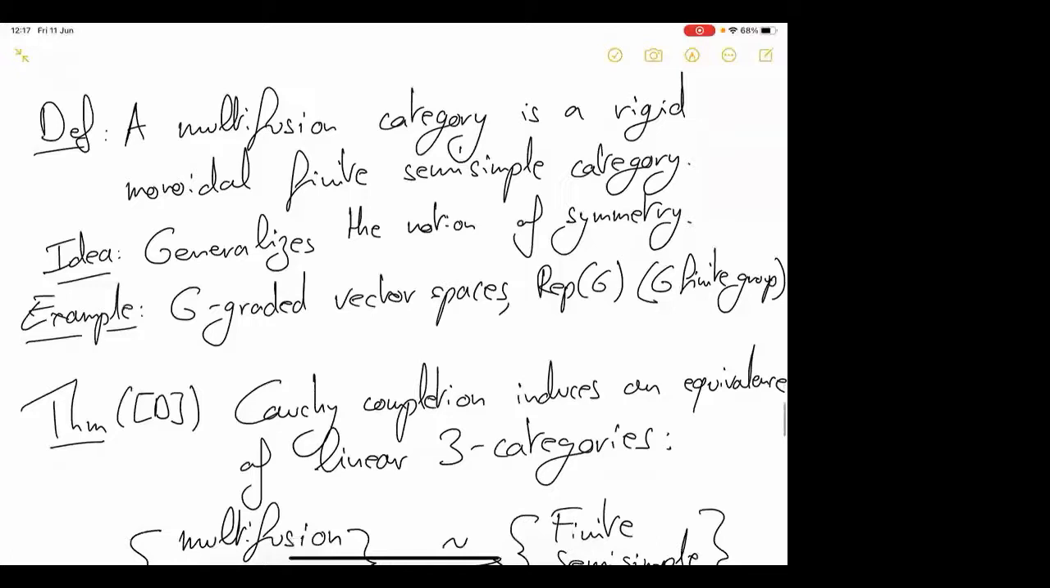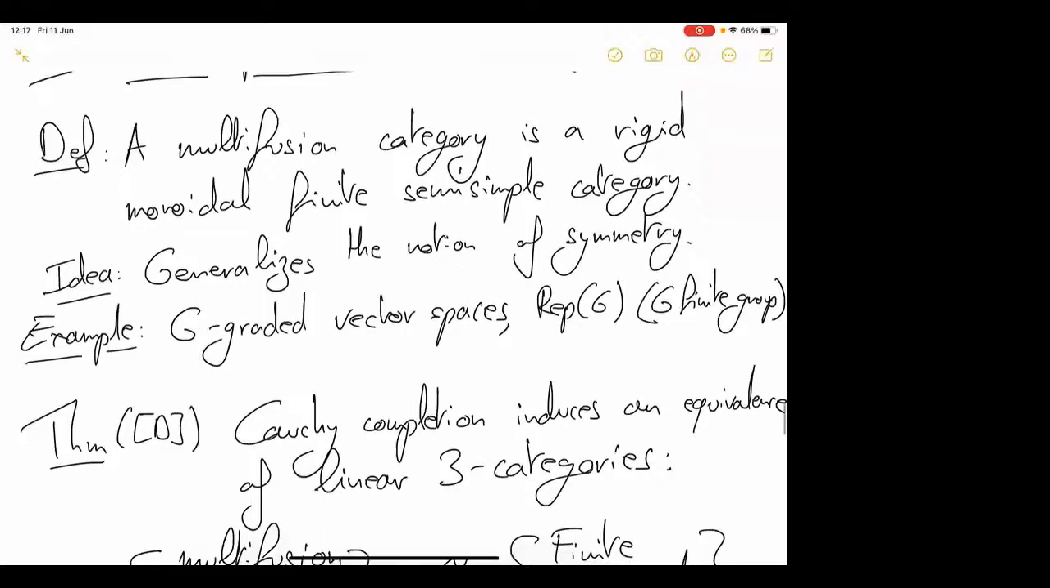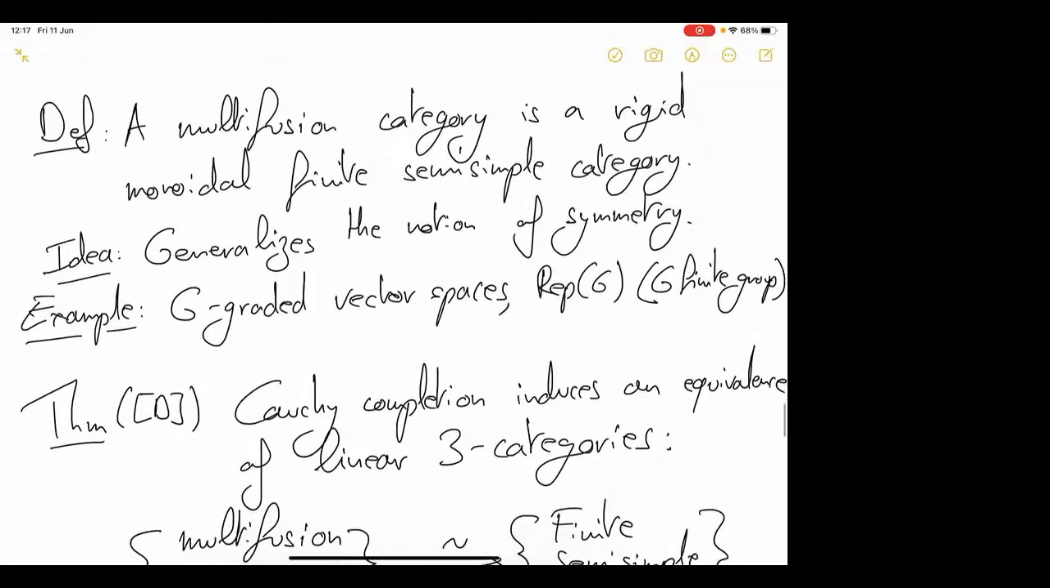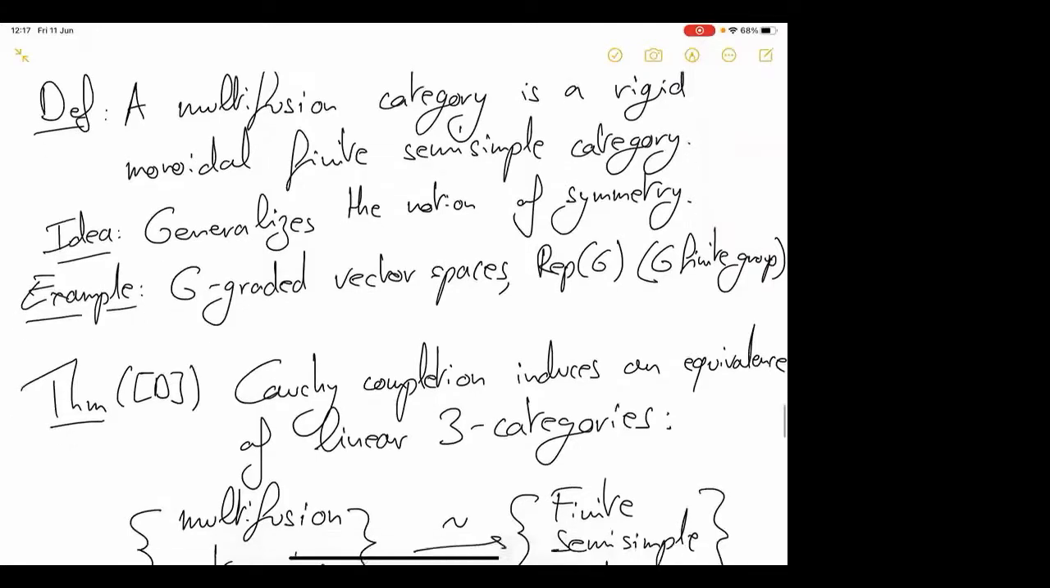And many other things that come from a lot of different areas of mathematics. Somehow even analysis is able to produce examples of multifusion categories. So you have something that's rather ubiquitous when even analysts can produce such examples.